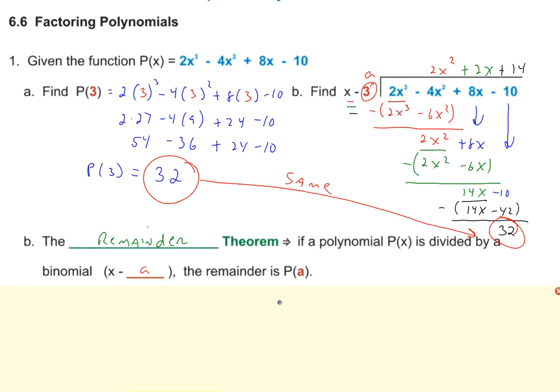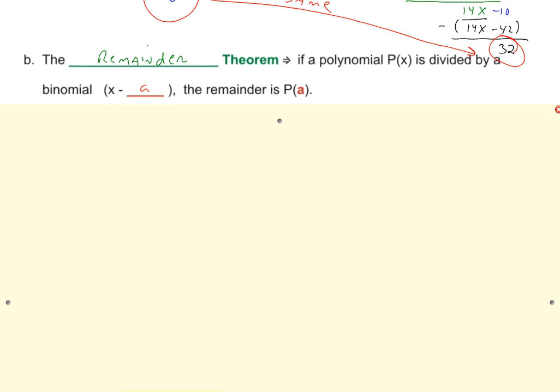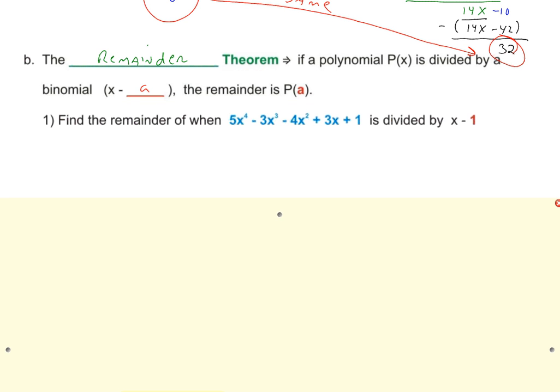All right, let's see if I can get rid of all this stuff. Okay, so let's do a couple situations. Find the remainder of 5x to the fourth minus 3x cubed minus 4x squared plus 3x plus 1 when it is divided by x minus 1. Go ahead and do that. I'm going to pause.